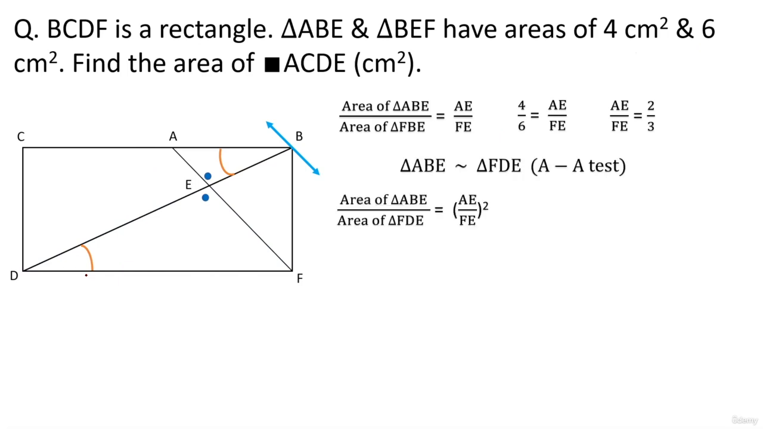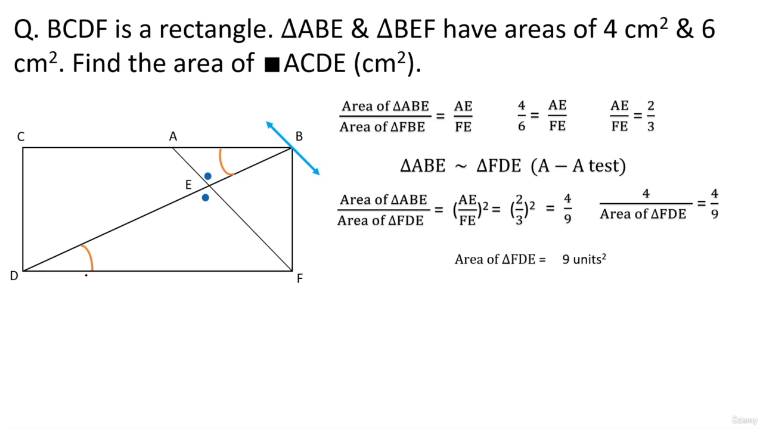Whenever triangles are similar, the ratio of the areas is square of the ratio of their sides. AE और FE हम पहले निकाल चुके हैं, ratio 2/3. Okay, so area of triangle ABE upon area of triangle FDE will be 2/3 का square, which is 4/9. But in the question, area of triangle ABE is given as 4 centimeter square, right? So यहाँ से हम क्या निकालेंगे? Area of triangle FDE. Okay, so area of triangle FDE will be equal to how much, guys? Area of triangle FDE will be equal to 9 units square.